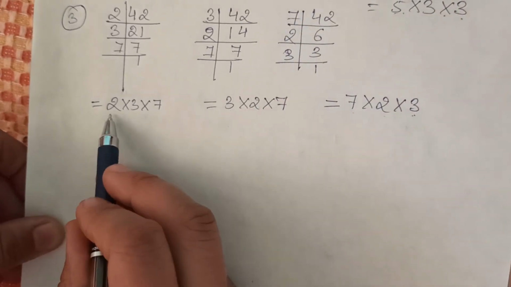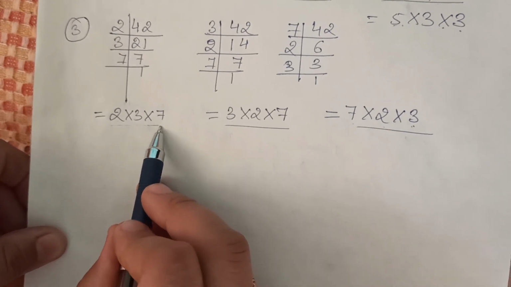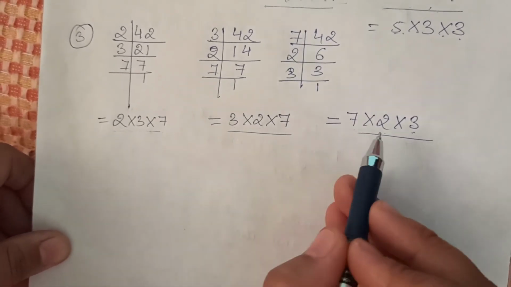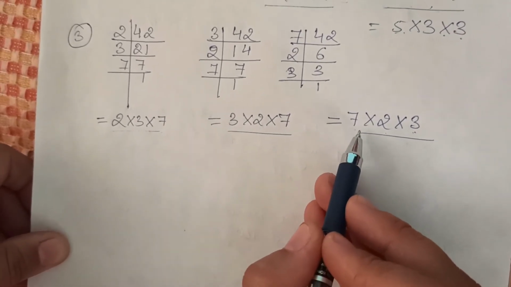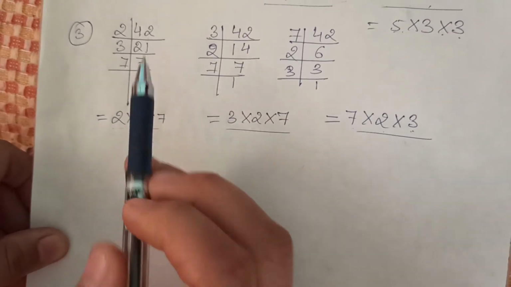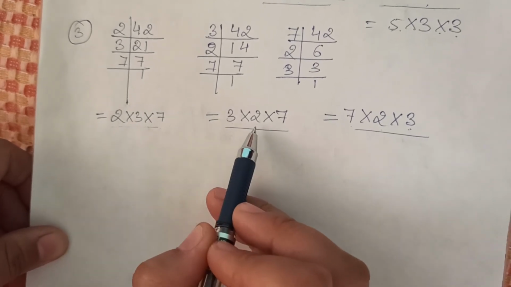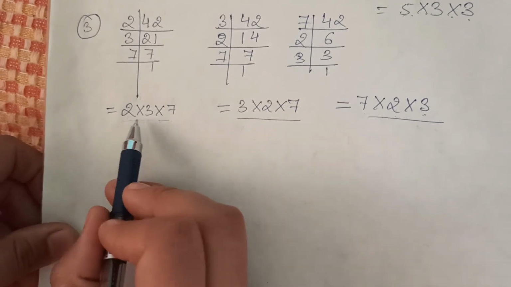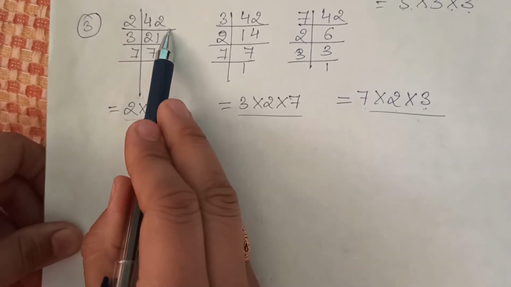So you can check here. In all the cases I am getting only these 3 factors, 2, 3 and 7. It doesn't matter what the order of these prime numbers is, but I am getting only the product of these 3 primes as the prime factorization of 42. So it means that this factorization is unique if we leave the order. If we don't consider the order, this factorization will remain unique for this composite number 42.